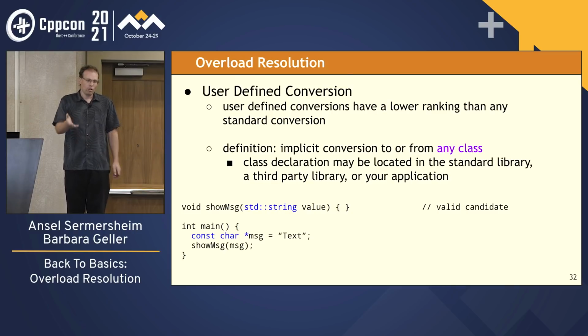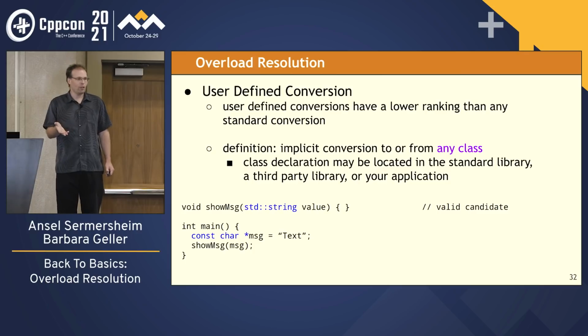So in this call, we're passing a const char star message to our function showMessage. ShowMessage is declared to receive an std string. This is a valid candidate because there is a constructor for std string that can be used to do this implicit conversion. But it is a user-defined conversion. It's worse than any other standard conversion. If we were to add an overload that, say, took a void star, that would win, which is unfortunate. But that's the way the rules of the ranking are defined.